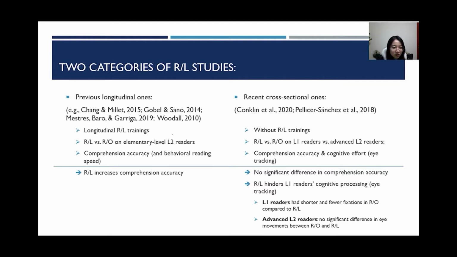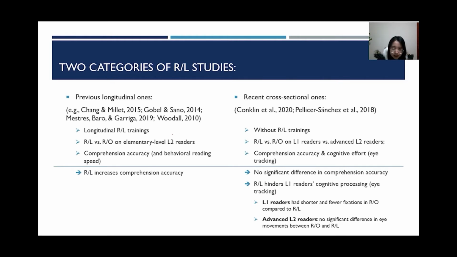So the previous longitudinal ones, all of the numerous studies on RL support the conclusion that RL increases comprehension accuracy in their experiment scenario. However, in recent cross-sectional studies, they did not find any significant difference in comprehension accuracy between RO and RL for both groups of readers. And surprisingly, on the cognitive level, they even found that RL hinders L1 readers' cognitive processing.